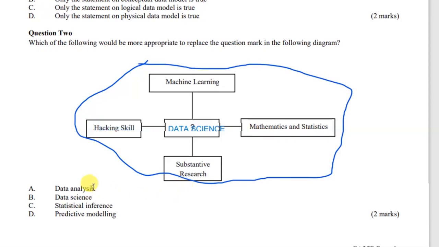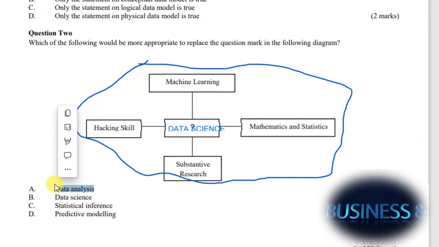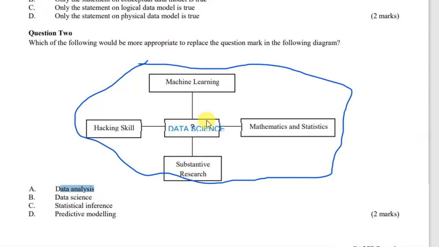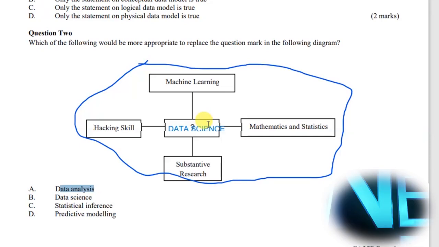The first multiple choice here is data analysis. Candidates, data analysis cannot replace this question mark, because data analysis is another broader area involving various activities such as data collection, data cleaning, visualization, and interpretation. And therefore, this cannot replace the question mark at the center.